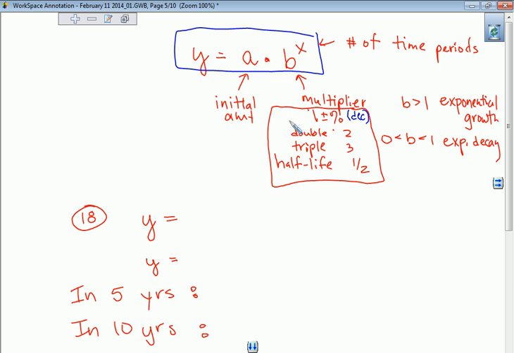If I said that my stock portfolio had been losing at a rate of 3% per day over the last month, it would be 1 minus 0.03, which would be 0.97.